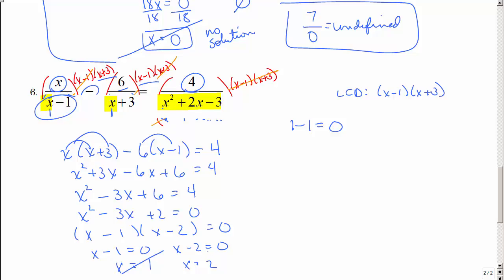Now let's check 2. So I have to put in 2 here. So 2 minus 1, well, that's okay. If I put in here 2 plus 3, that's okay. And since this really factors as both of those, I know that's not 0. So 2 is the only answer.